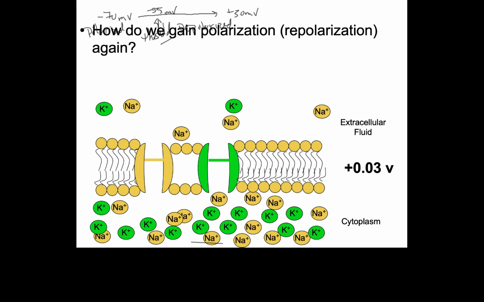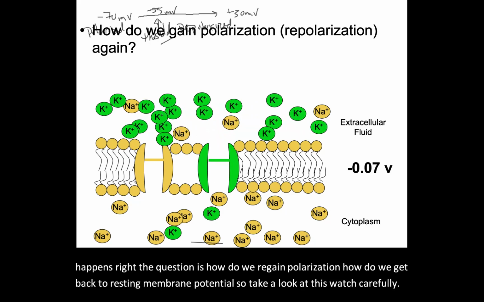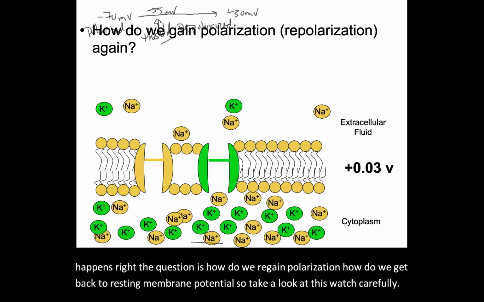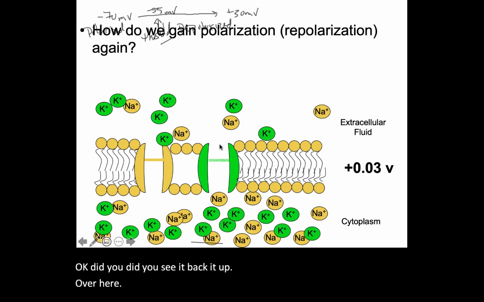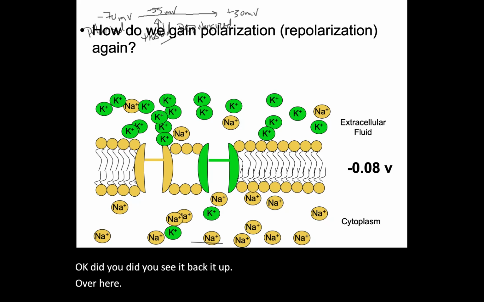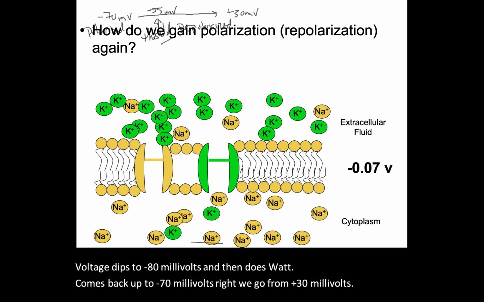So take a look at this. Watch carefully. Okay. Did you see it? Let me back it up. Let me replay this. Right? Watch over here. Watch what happens to the voltage as potassium moves out. Potassium moves, voltage dips to negative 80 millivolts, and then does what? Comes back up to negative 70 millivolts. Right? We go from positive 30 millivolts, we dip down to negative 80 millivolts, and then we come back up to negative 70 millivolts.